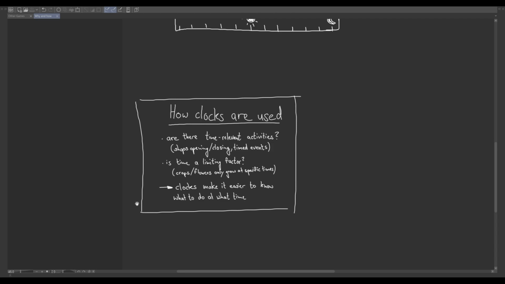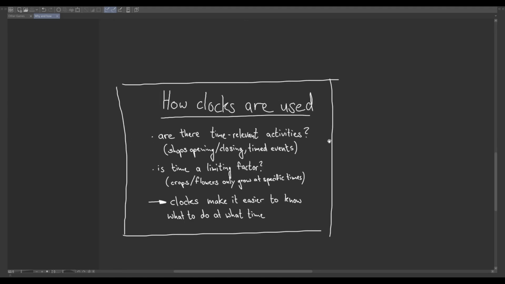I already told you a few cases in which we will need a clock. Like, are there time relevant activities? Are shops opening or closing? Are there timed events? And also if there are time limiting factors, like do we have crops or flowers that only grow at a specific season? If so, clocks make it a lot easier for the player to know what to do at a certain time.